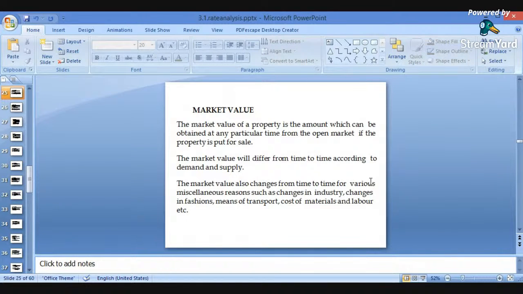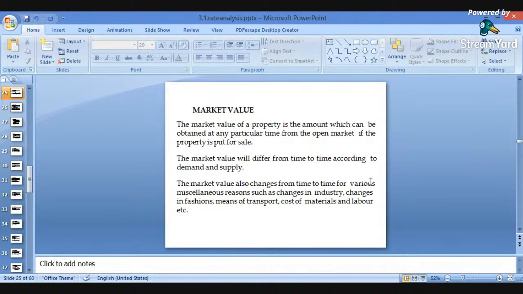The market value differs from time to time according to demand and supply. Depending upon the demand and supply rates, the cost of the construction or the commodity or the structures will be lesser or more. So the market value of the property will change. In some cases it will increase, and in some cases it will decrease, depending upon the demand and supply rates.